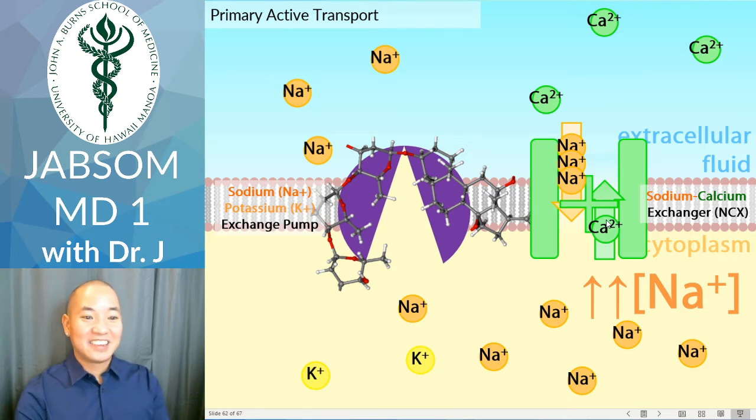Now, this is the funny and cool thing about the sodium-calcium exchanger. If you have more sodium on the inside of the cell, it can run in reverse. So it's not a one-way street. It's not one direction. It depends on whether you have more sodium in the extracellular fluid or in the intracellular fluid. If there's more sodium in the intracellular fluid, this will run in reverse.